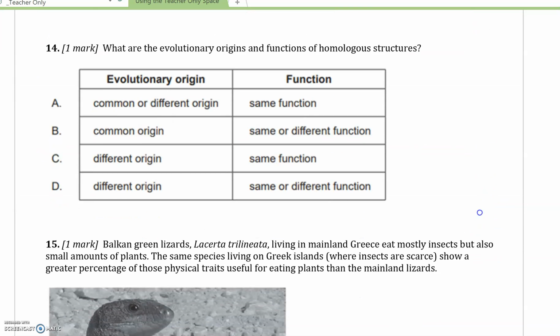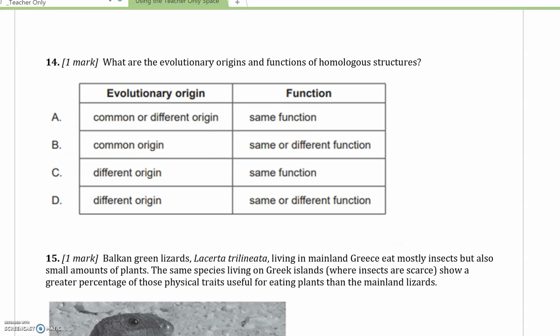Okay, question 14. What are the evolutionary origins and functions of homologous structures? Homologous structures are things which share common ancestry. If you do a table type multiple choice question, you can usually start to eliminate things based on some of the key points. So we know that a homologous structure is going to have common origin. That means we can immediately discount C and D because they say different origin.